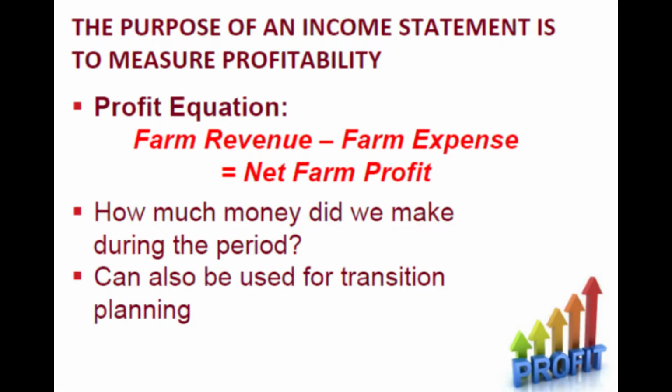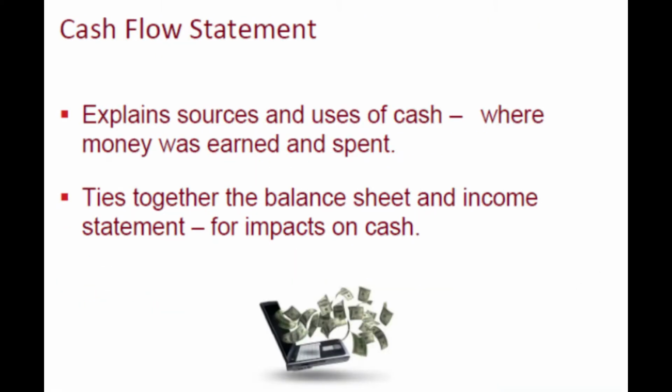Well, a farm income statement measures profitability over time. It's sometimes called a profit and loss statement. One of the key numbers produced by that farm income statement is the net farm income figure. The cash flow statement explains how money moves in and out of the farm business. The cash flow statement will tell you sources of income. It allows you to look at the different kinds of expenses that you're incurring on your farm operation.